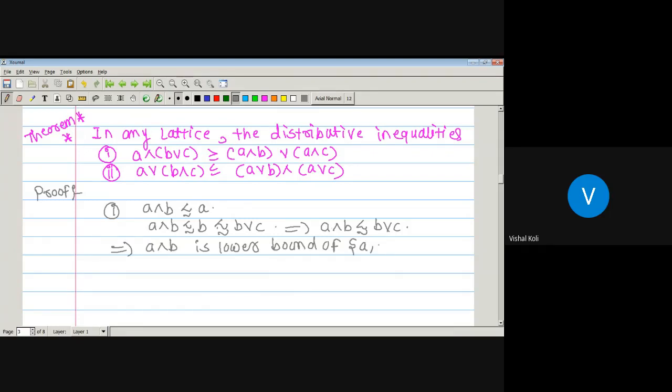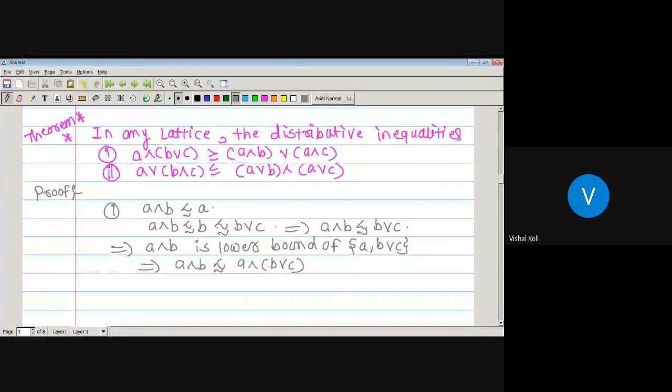A and B join C. Now, which implies A meet B precedes the greatest lower bound. So here we have to use the definition of greatest lower bound, as A meet B is a lower bound of these two elements A and B join C. Therefore, A meet B must precede A meet (B join C). Take this one as equation 1.